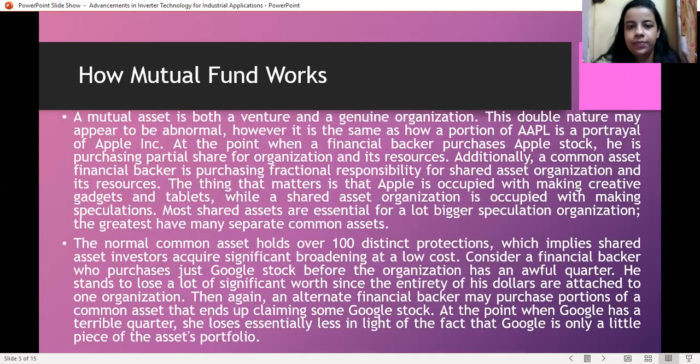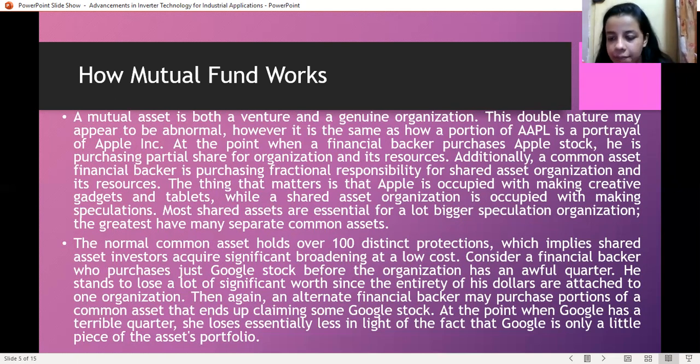The next, how does a mutual fund work? Okay, so a mutual fund is both an investment and an actual company. This dual nature may seem strange, but it is no different from how a share of AAPL is a representation of Apple Inc. When an investor buys Apple stock, he is buying partial ownership of the company and its assets. Similarly, a mutual fund investor is buying partial ownership of the mutual fund and its assets.